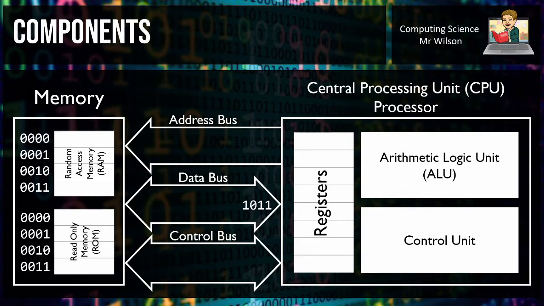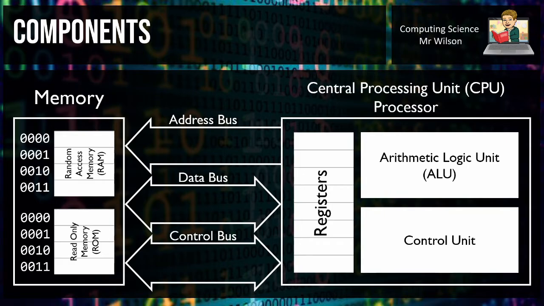The data bus is used to pass the contents of the memory location in the address bus back to the processor, or pass data from the processor into the memory location in the address bus. The data bus is bidirectional, which means data can be transferred either way.